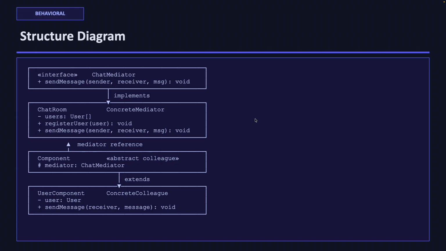On the colleague side, we have the abstract base class. This is called the component, and that holds a protected reference to the mediator. The user component extends the component and inherits that reference. And if we look here, the user component has no direct reference to any other user component. Every arrow between the colleagues passes through the chat room, so the diagram makes the pattern immediately visible.